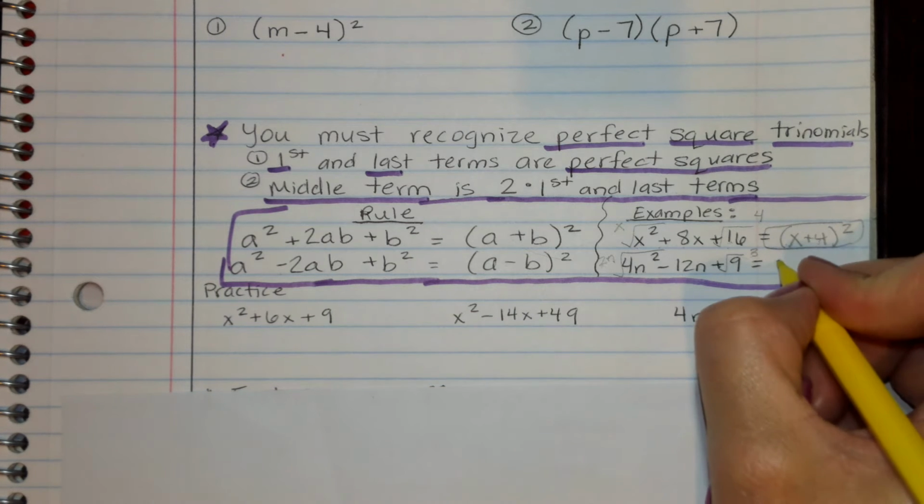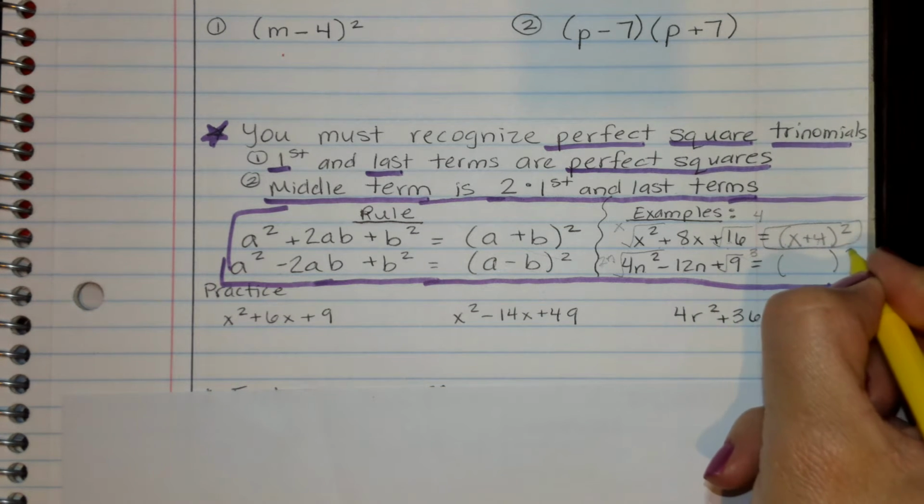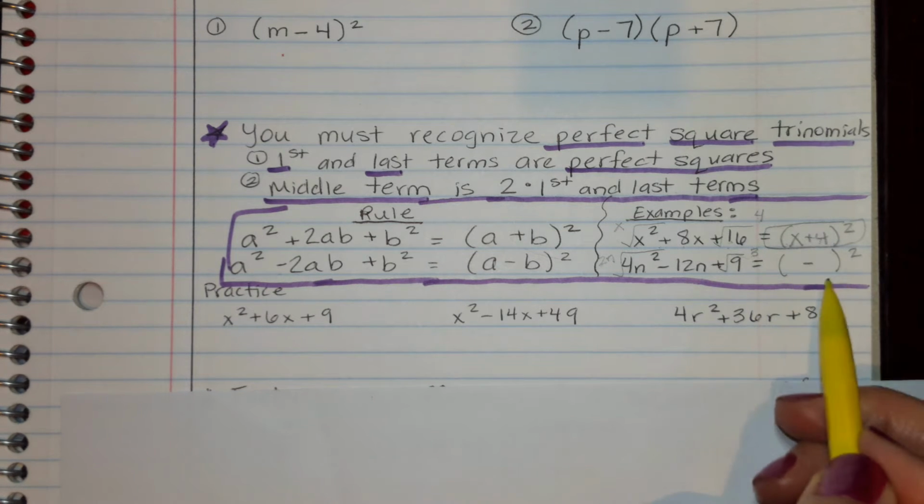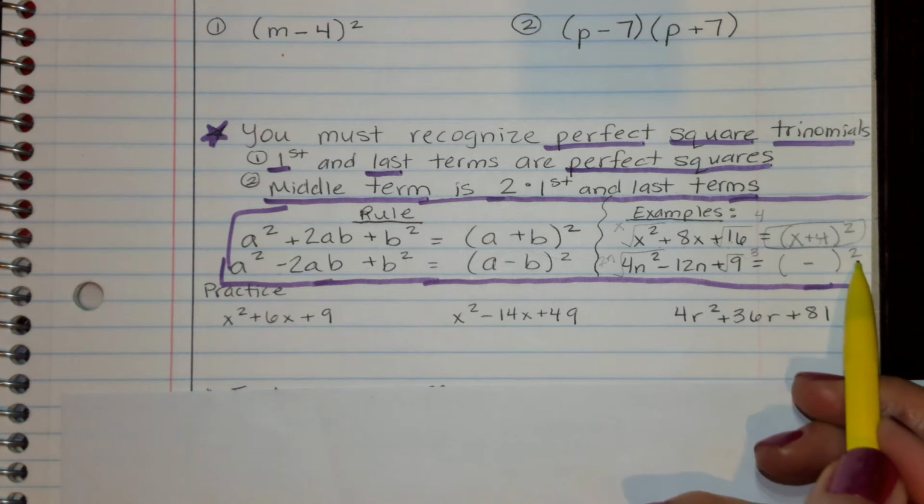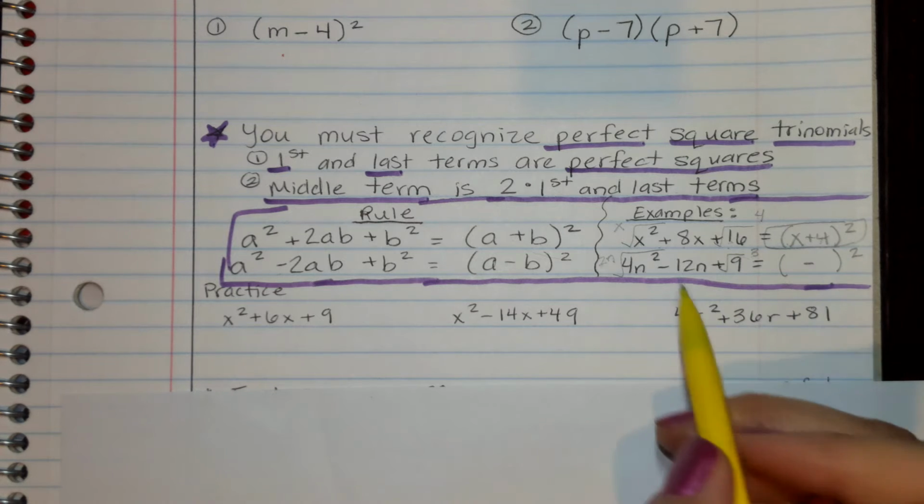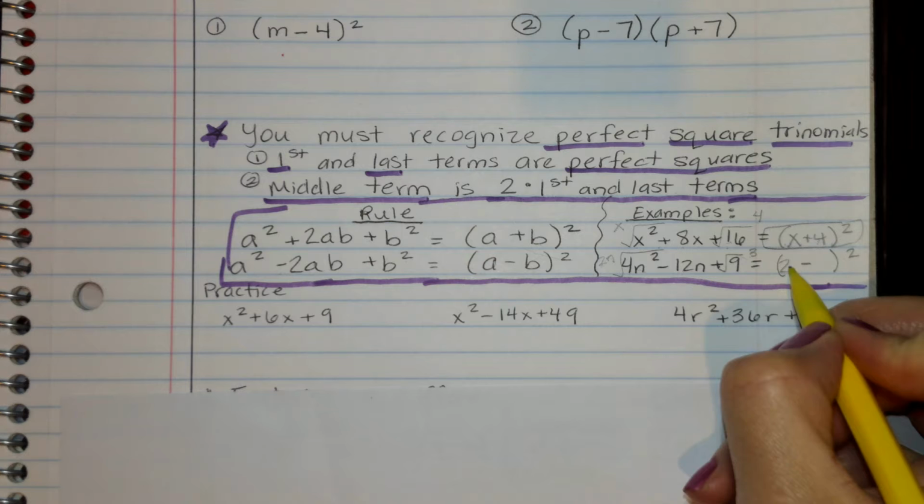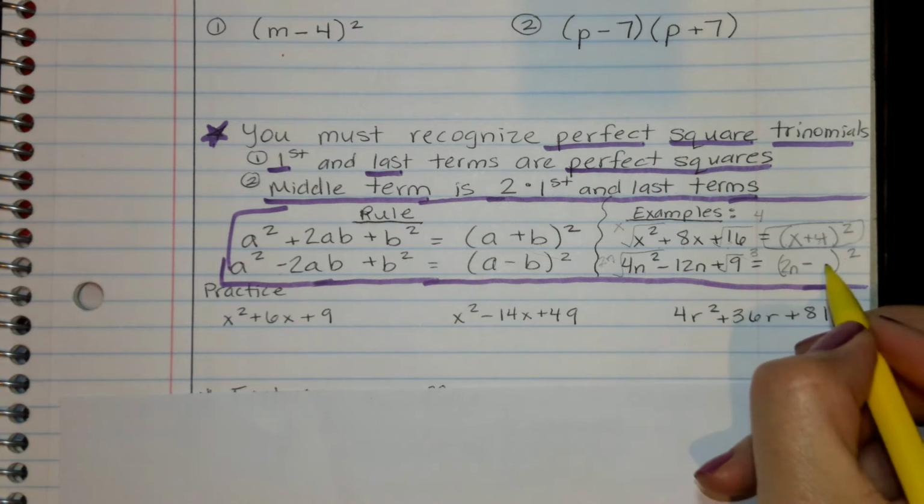So yes, it is. The easy thing is once you've figured it all out, I know to put my minus sign in the middle. You always set up with parentheses and squared. Don't forget that little 2, that makes a big difference. Then you already know the square root of 4n squared is 2n, and that's what goes first. And then the square root of 9 is 3.